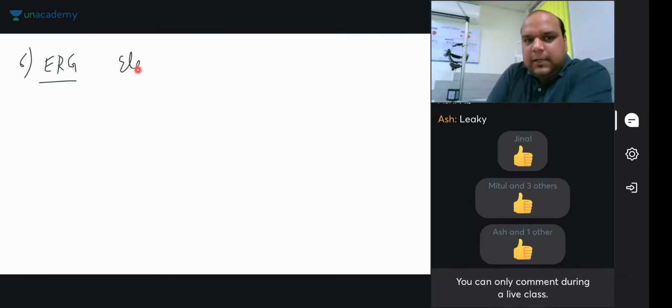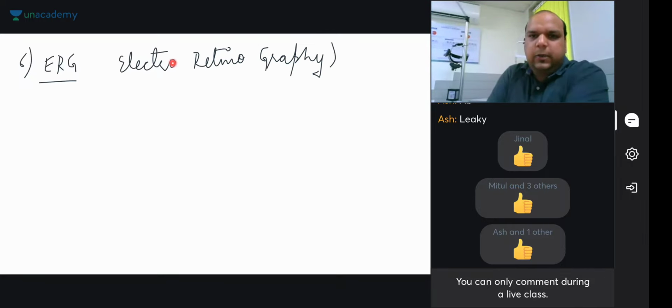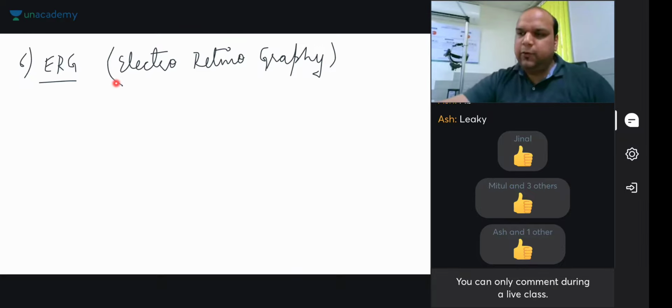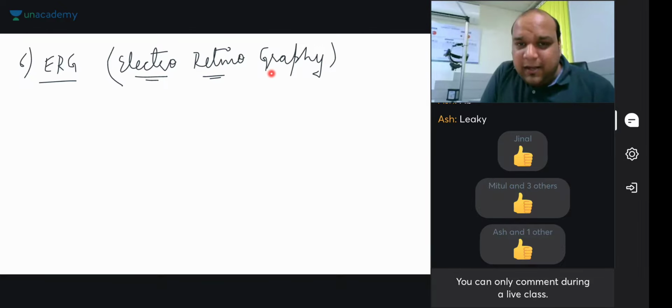My next investigation is a simple investigation called ERG. The full form of ERG is electroretinography. Now from the name, what do we get to know? There is some kind of an electro. Electro means what, everybody? Electro means some kind of an impulse, a current impulse coming from the retina, which we are recording and plotting as a graph. Okay, everybody? So we are forming a graph of the impulse coming from the retina.